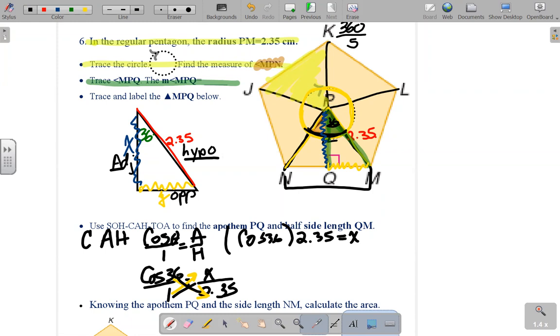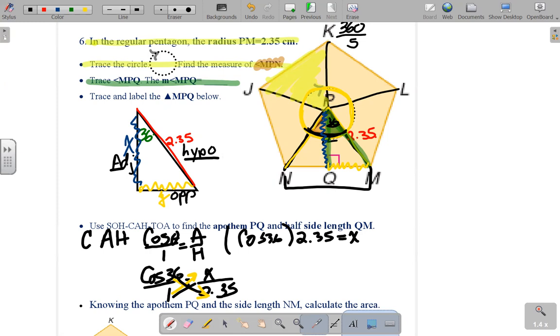Okay, ma'am. So on that calculator, you're going to go cosine 36. Hit enter. Times 2.35, ma'am. Enter. What do you get? 1.9. That is correct for X. Ta-da!